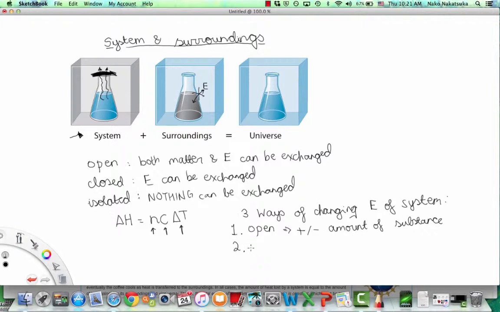The second way is to heat or cool the system. So in this scenario, this is a closed system because energy is being exchanged in the form of heat, where heat is going in or out of the system and resulting in it heating or cooling, but matter is not being exchanged.